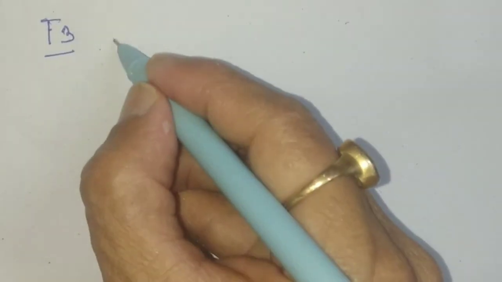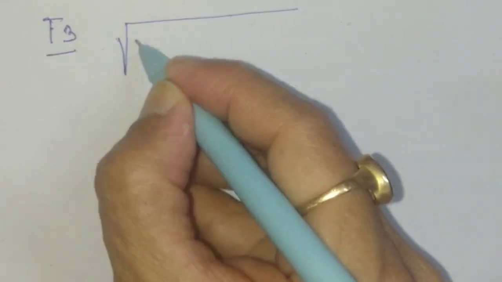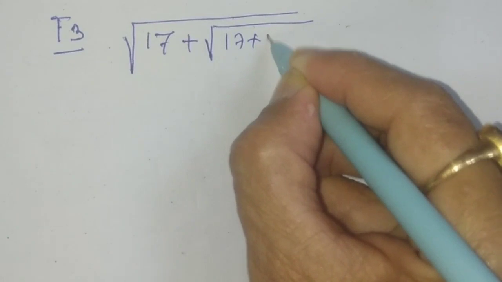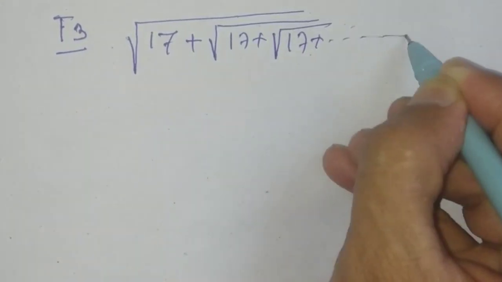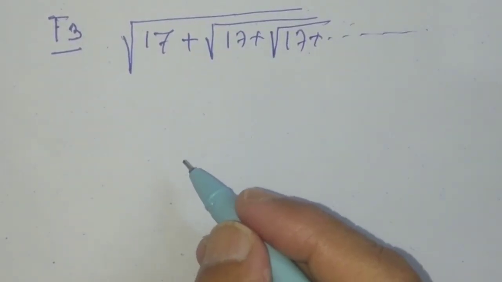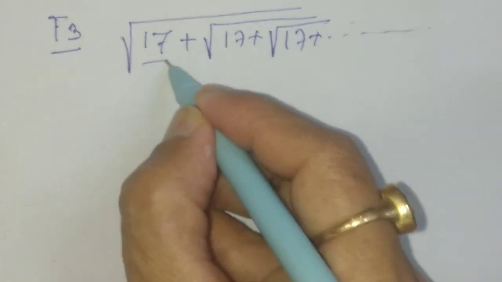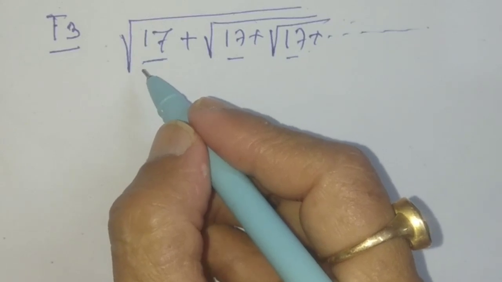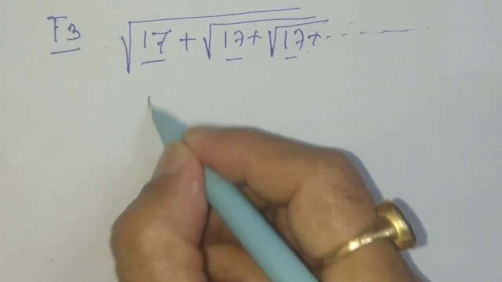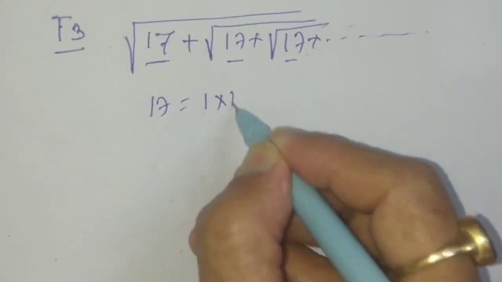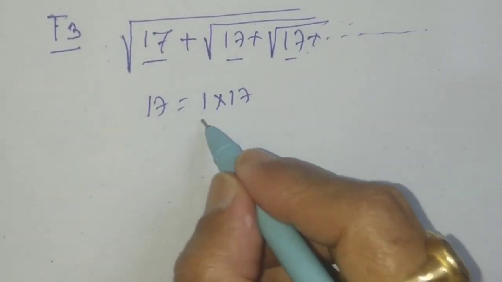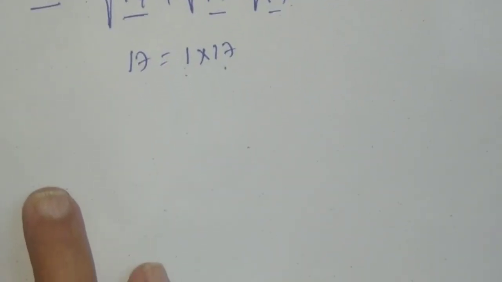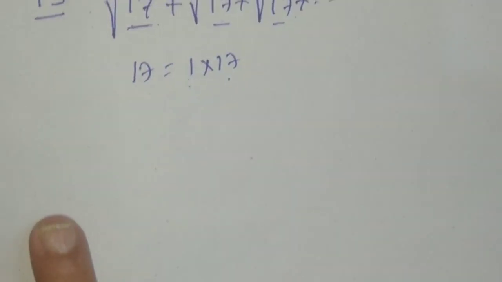If the question is like this, find the value of 17 plus root over 17 plus root over 17 plus, and continued. What is its value? Here this number is 17, which cannot be factorized with a difference of 1, because 17 is prime, so 1 into 17 only, these two factors, and the difference is 16. So factorization is not possible. Then what to do?